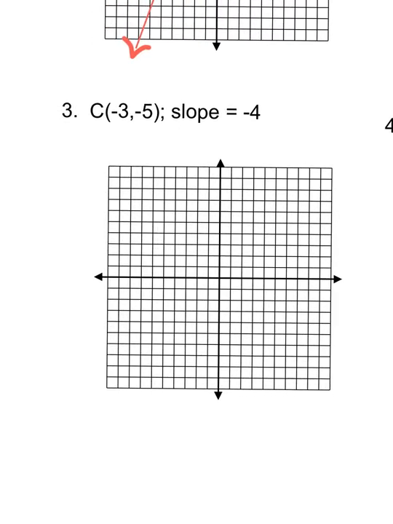On number 3, where do we start? We always start with a point. This point is -3, -5. So it will be in quadrant 3. We'll use our slope. The slope is -4/1. So that means we'll go down 4 and right 1 from point C.